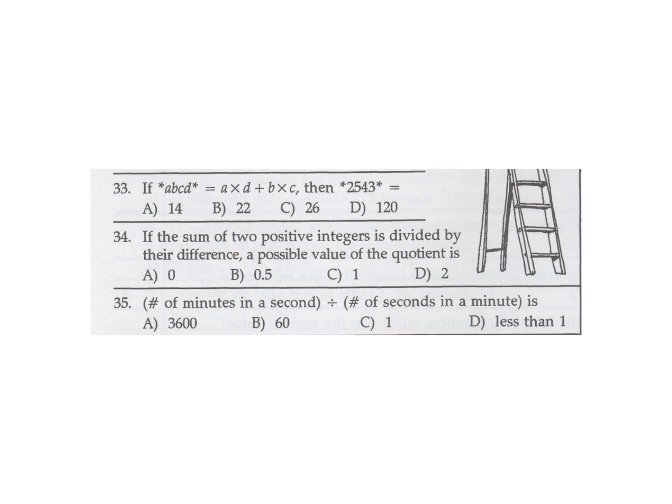If ABCD is AD plus BC, then 2543. So if we use this carefully, AD, so that's going to be 2 times 3 plus 5 times 4. So that's 6 plus 20, so that's 26. And therefore, C is the answer for number 33.